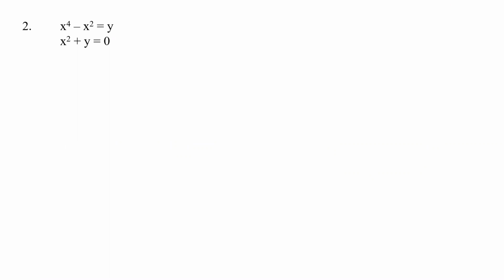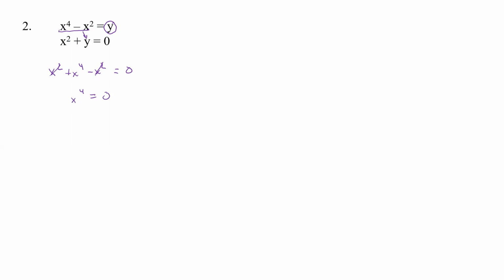All right, so what about this one? x to the fourth minus x squared is equal to y, and x squared plus y is equal to 0. All right, so what do I want to do? Well, if I look at this one, it is already solved for y, so what I could do is plug that in here for y and then simplify. So if I do that, I have x squared plus this whole thing, x to the fourth minus x squared, and that's all equal to 0. Well, notice x squared minus x squared, that cancels, and I get x to the fourth equals 0.